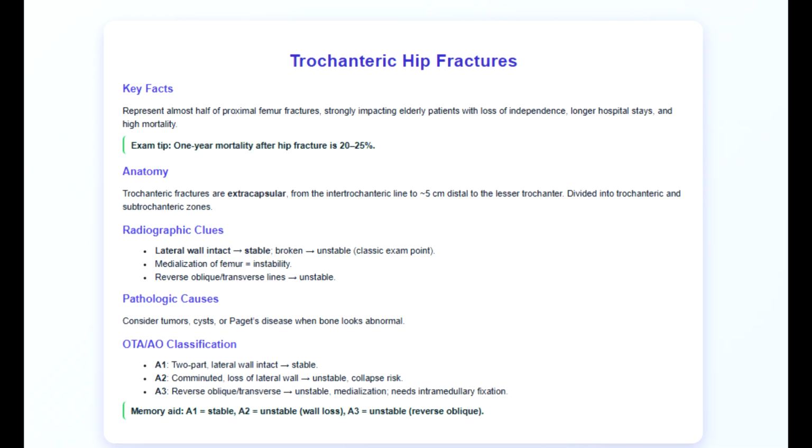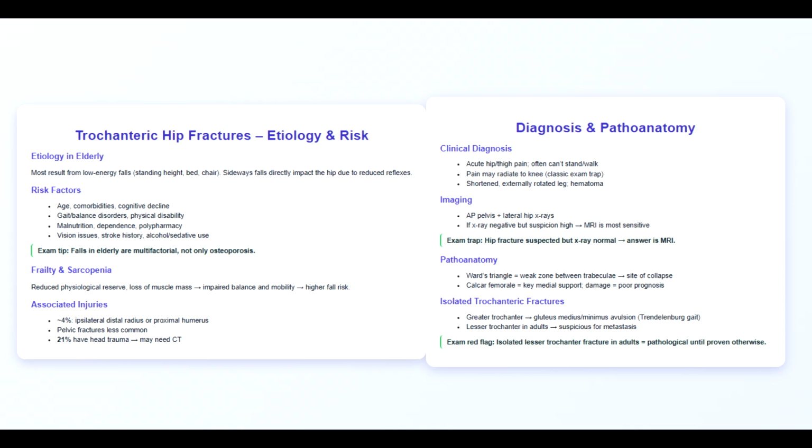The real determinant is the integrity of the lateral wall and the direction of the fracture line. Now that we have established the classification of trochanteric fractures, let's move into the etiology. In elderly patients, these fractures most commonly result from low-energy falls, often from standing height or even simply falling out of bed or from a chair.